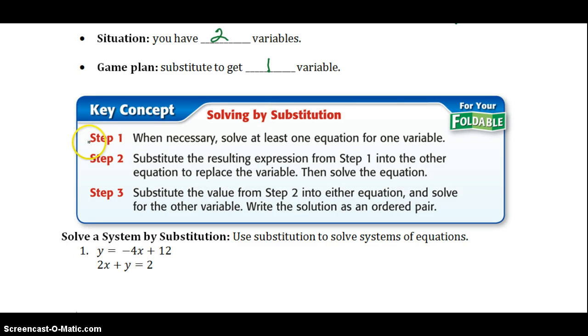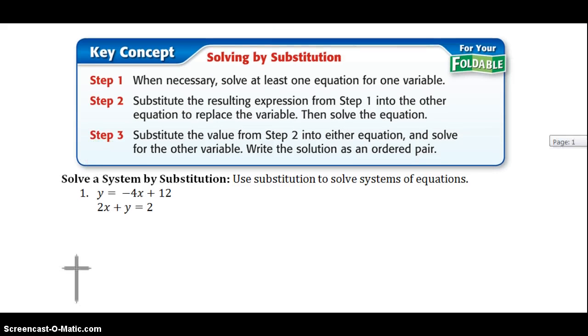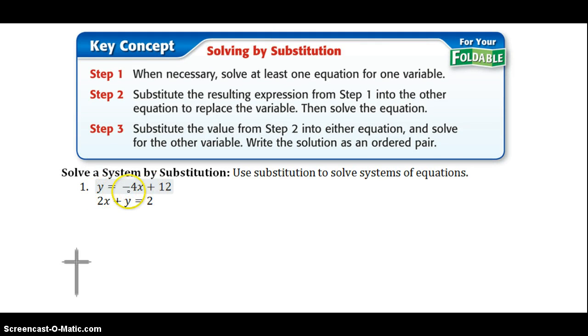So before I move to step 2, let's look down at this very first example that we have here. y equals negative 4x plus 12. It's already solved. y is already alone, one variable. So check, we've already taken care of step 1. It was done for us. Step 2, substitute the resulting expression from step 1 into the other equation to replace the variable, then solve the equation. So I'm going to, in this equation, substitute the y value that was given to me in the first equation.